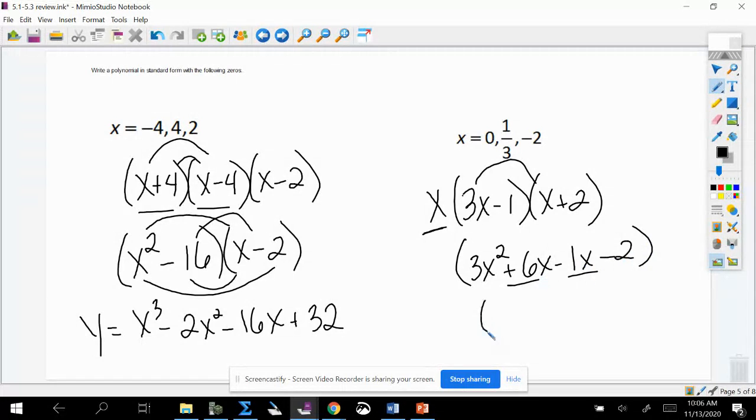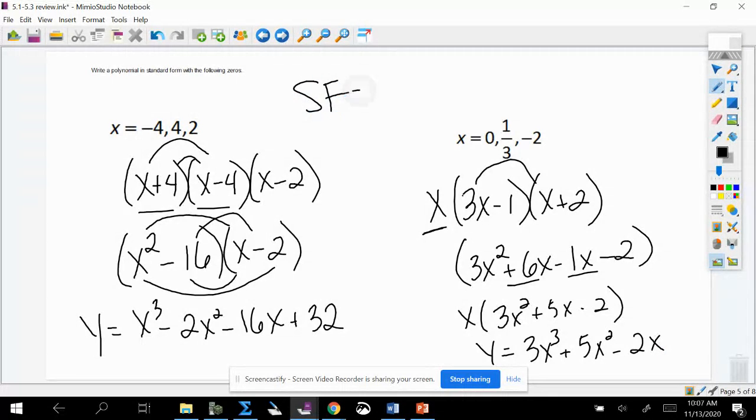I'm going to combine like terms. 6x minus 1x is 5x. And then finally, I'm going to multiply everything by x when I'm done. So I get 3x to the third plus 5x to the second minus 2x as my final answer. The biggest thing to keep in mind when you're done, make sure you do have it in standard form. You can write it equal to 0 or equal to y, but make sure you've multiplied it all together.